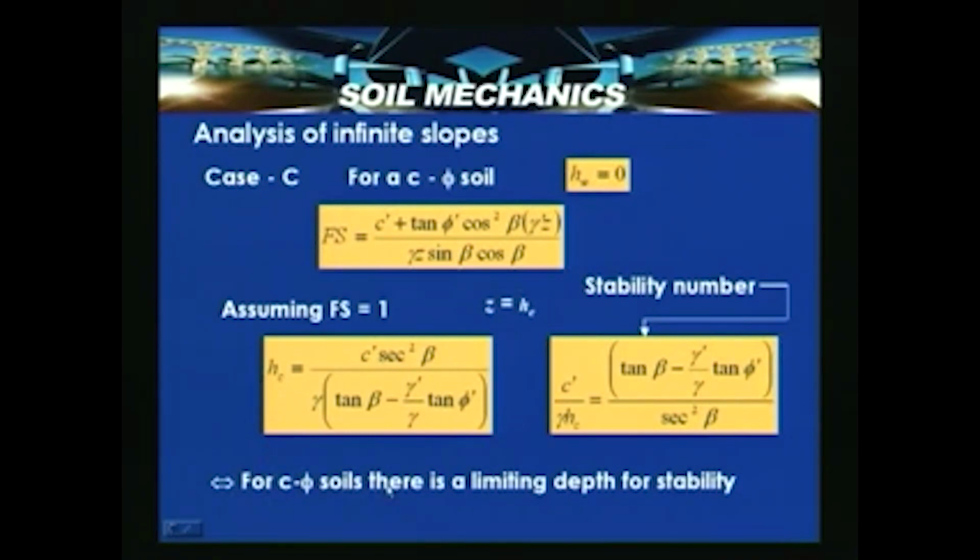So, for C-phi soils there is a limiting depth for stability. That one should be noted. In the previous case, where there is a frictional soil, the factor of safety expression is independent of the depth, but in this case, for a C-phi soil, there is a limiting depth for stability.